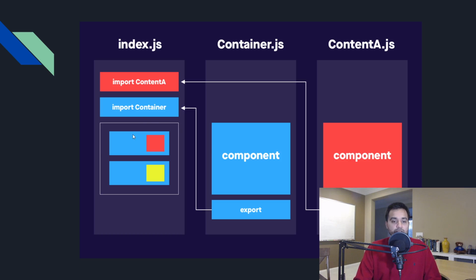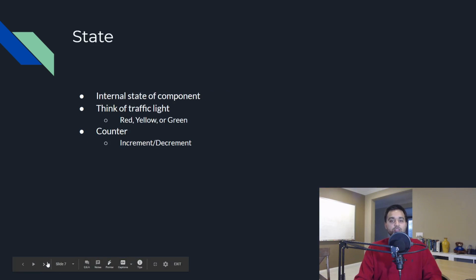But you don't want to pass it to content A or container, and then these change it in some way. That's actually not good practice, okay? So awesome. And now state is very important. The way you want to think about it is like the internal state of a component. So what variables do you need to keep track of for this component?